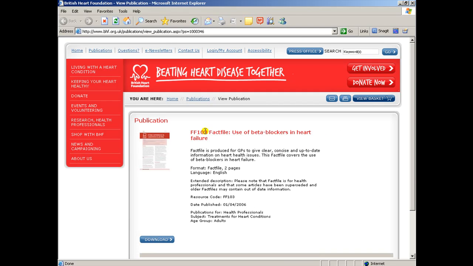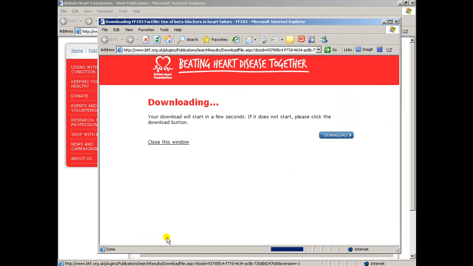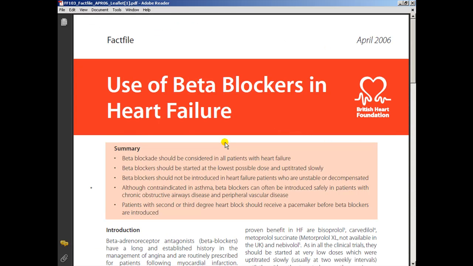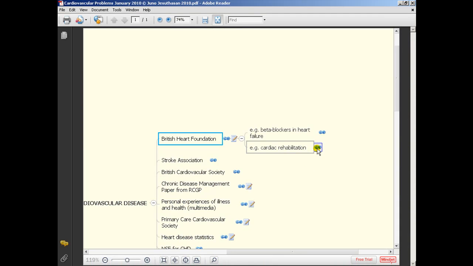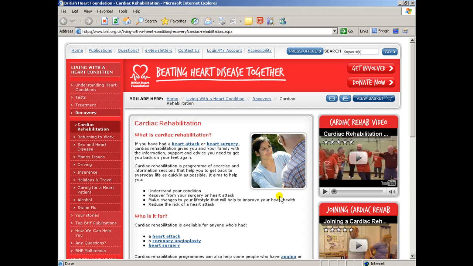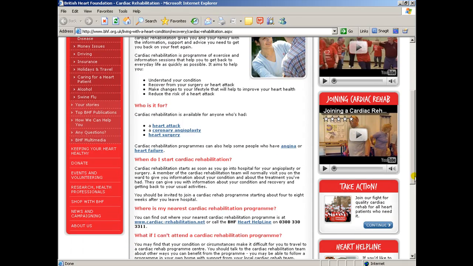This is the fact file for beta blockers. Just click download. There's always a nice summary, and the whole thing is only a page or two. Or this one on cardiac rehabilitation. As you can see, it defines it. It's got a little video. Says who it's aimed for.